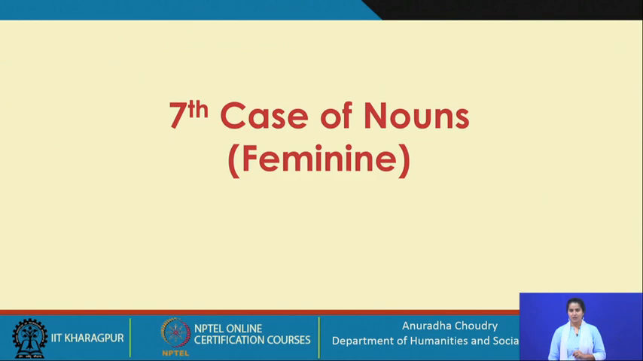So we have the feminine, which will first be sthalika. Sthalikayam pushpam asti. Pushpam kutra asti? Sthalikayam asti. Mala asti. Kutra asti? Sthalikayam asti. So sthalika, sthalikayam; mala, malayam; petika, petikayam.